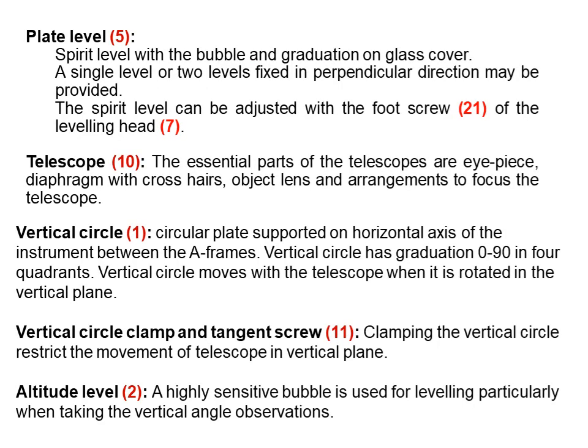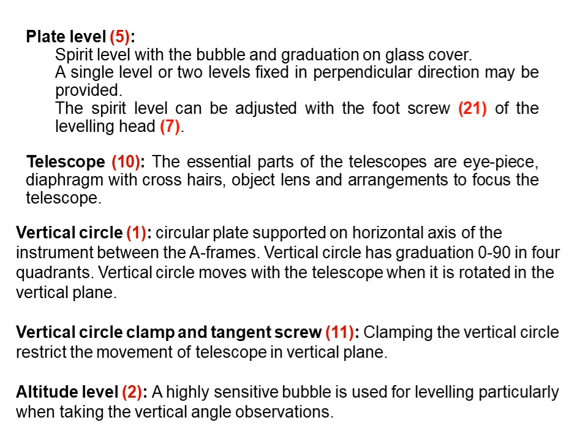Then the plate level. A spirit level with the bubble and graduation on the glass cover. A single level or two levels fixed in perpendicular directions may be provided. The bubble can be adjusted with the foot screws of the leveling head. Then the next part is the telescope. The essential parts of the telescope are the eyepiece, diaphragm with crosshairs, object lens and an arrangement to focus the telescope.